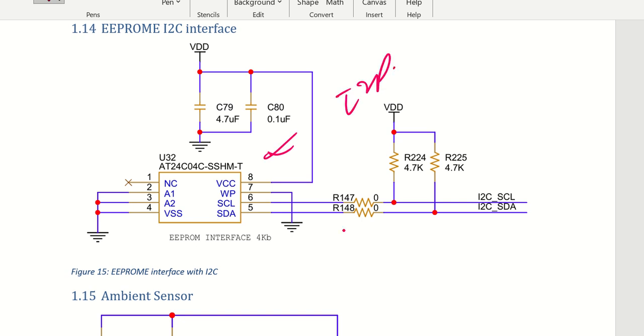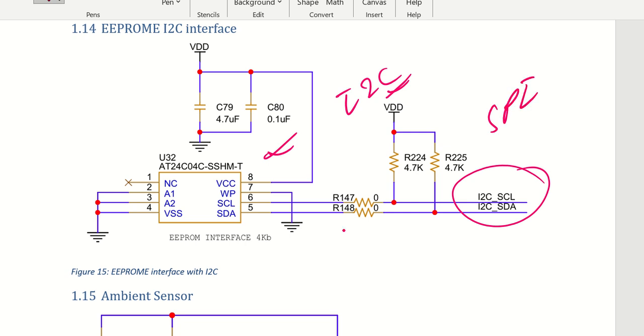The I2C interface is a very simple interface. So if you wish to, you can utilize either the SPI interface EEPROM or the I2C EEPROM by removing one of the resistors from the board.